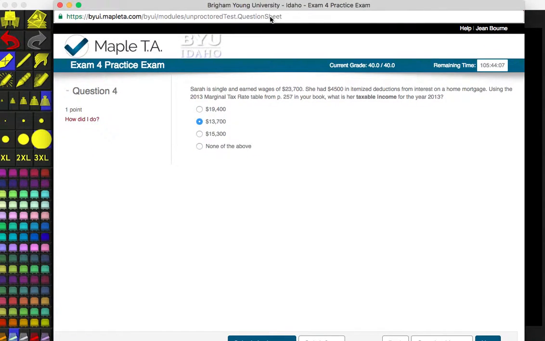Sarah is single and earned wages of $23,700. She had $4,500 in itemized deductions from interest on a home mortgage. Using the 2013 marginal tax rate table from 257 in your book, what is her taxable income?